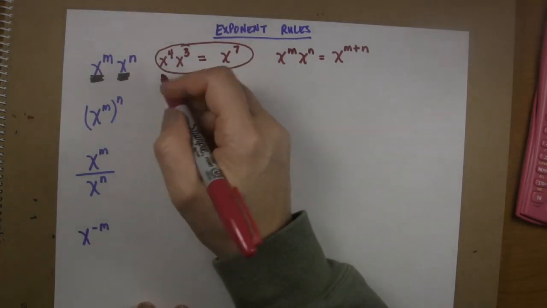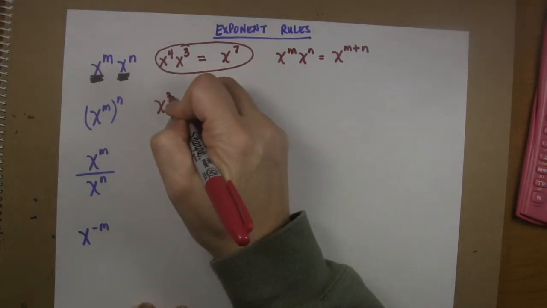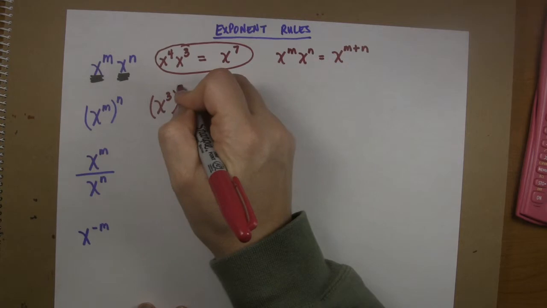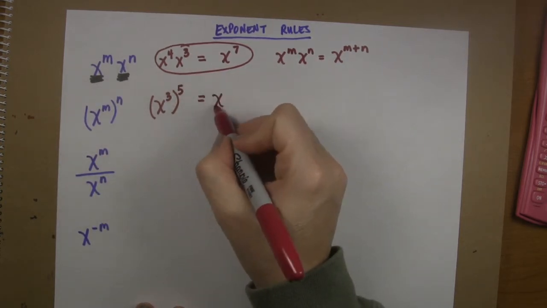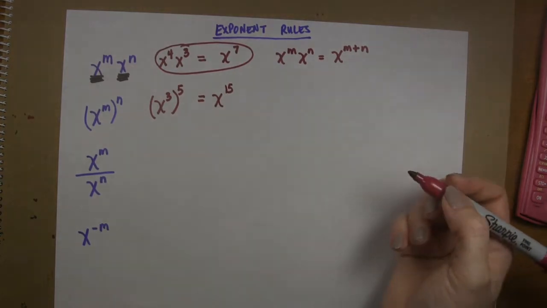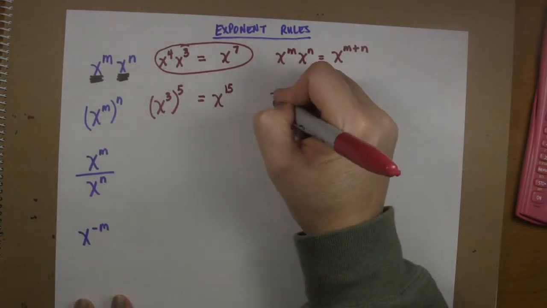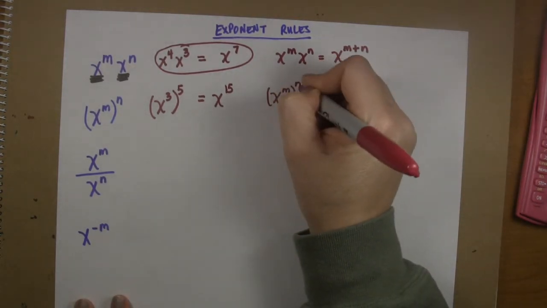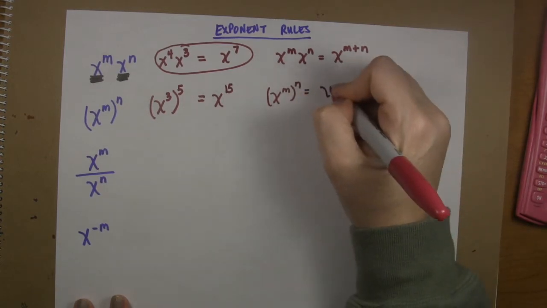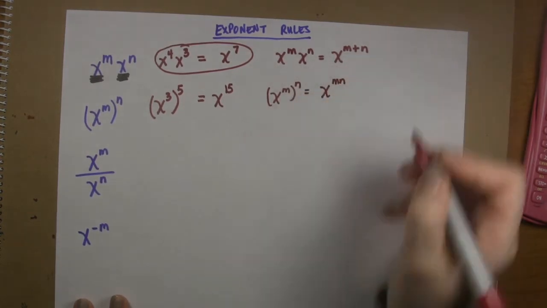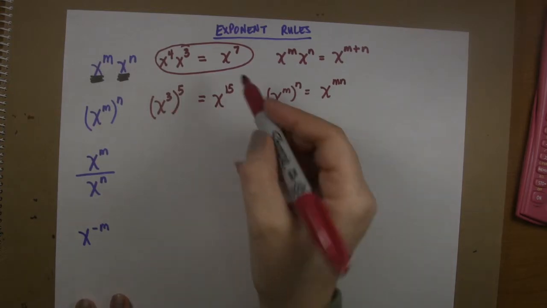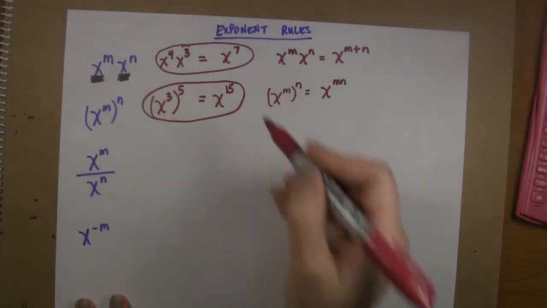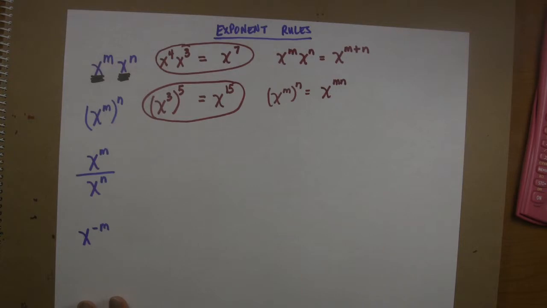Okay, let's do x to the third raised to the fifth. That is going to equal x to the 15th, because the rule is that x to the m raised to the n is the same as x to the m times n. Okay, so here we have 3 times 5 is 15. So again, that's a good thing to remember.